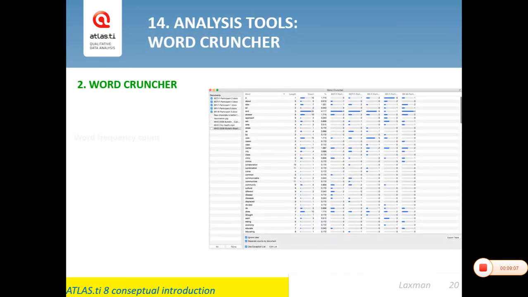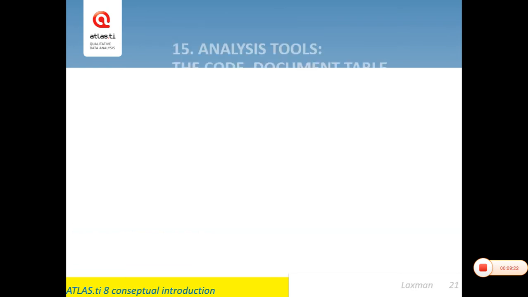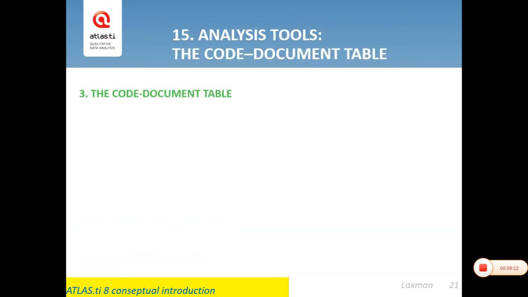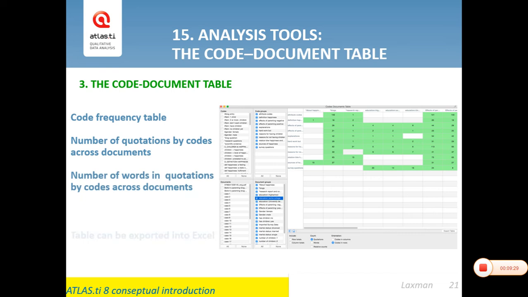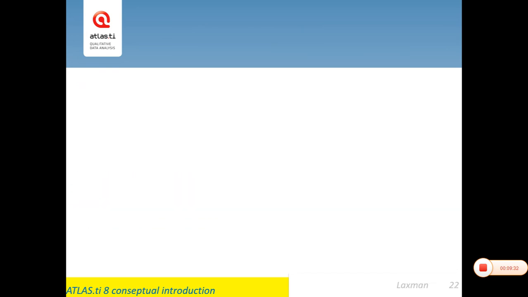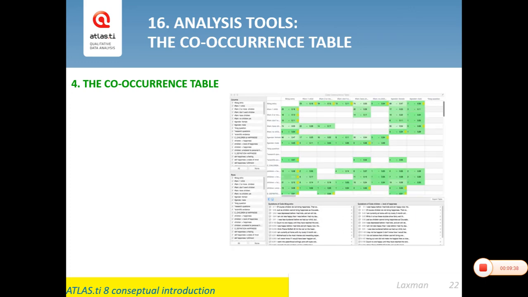Word cruncher. So it's counting the frequency of particular words, and you can select what type of word you can count. Okay. So next, code document table is another important feature in ATLAS.ti, and it's a code frequency table, and it can be exported into Excel for further calculation and illustrative presentation.